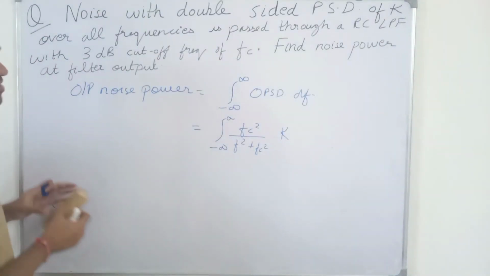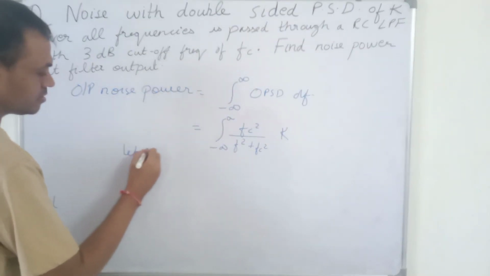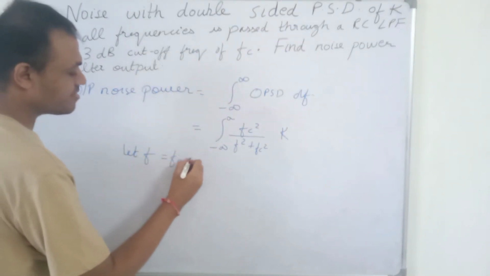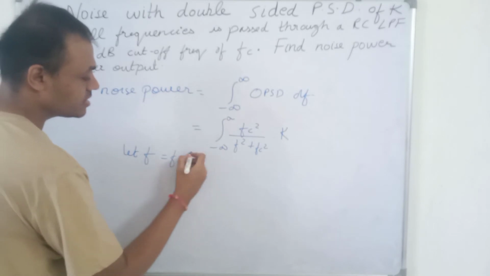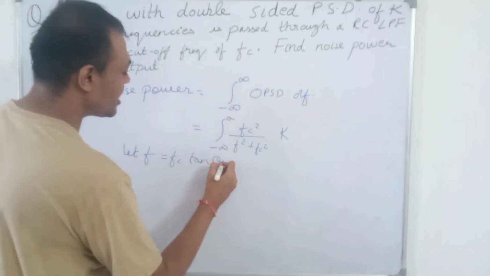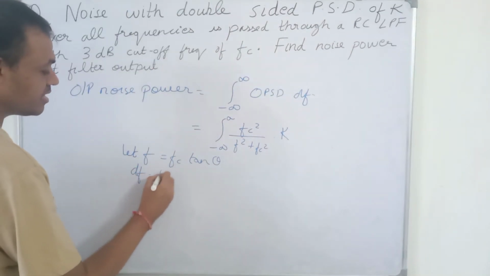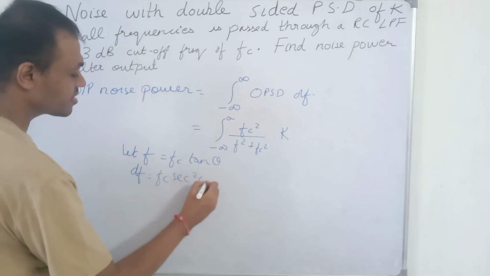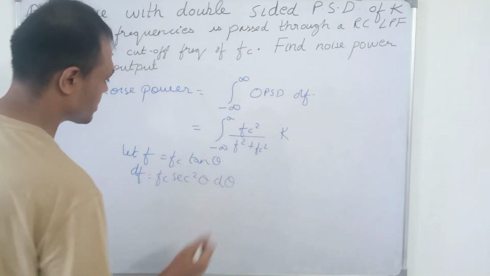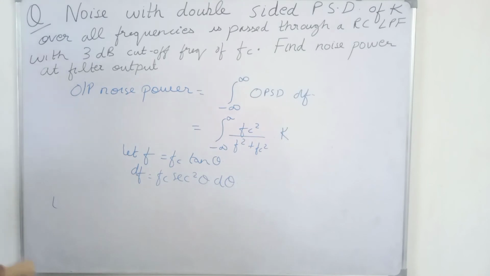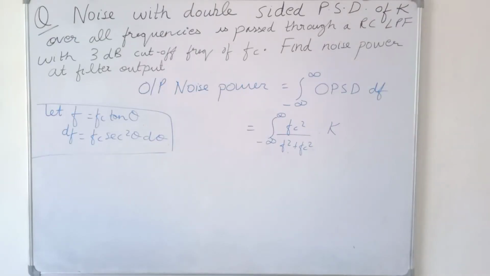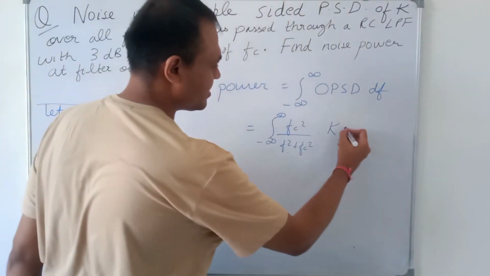We have to integrate it, so let f equal to fc tan θ. So df equal to fc sec²θ dθ. This integral will give the output noise power we are finding, so there will also be df here.